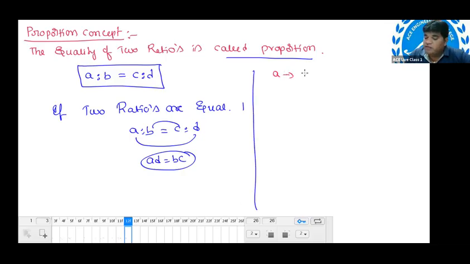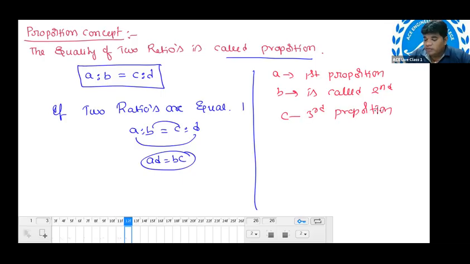Here A is called the first proportion, B is called the second proportion, C is called the third proportion, and D is called the fourth proportion.